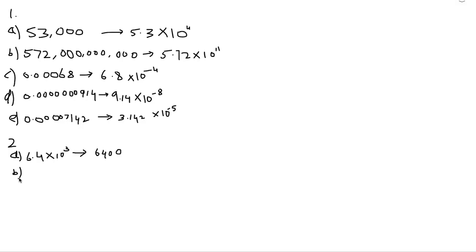B. 3.7 times 10 to the power 5. This one is 370,000. This is the right answer. This one is a comma. Now the next question, 2.735 times 10 to the power 7.